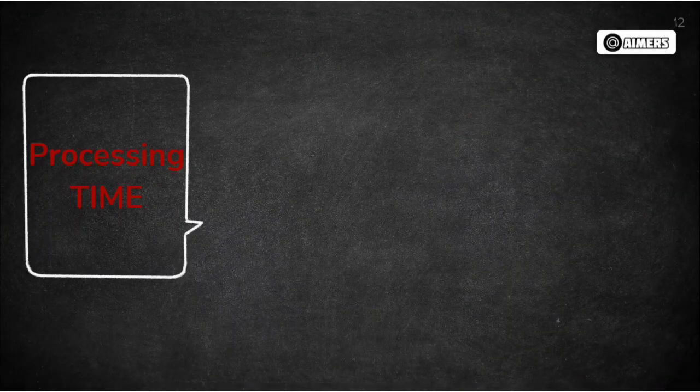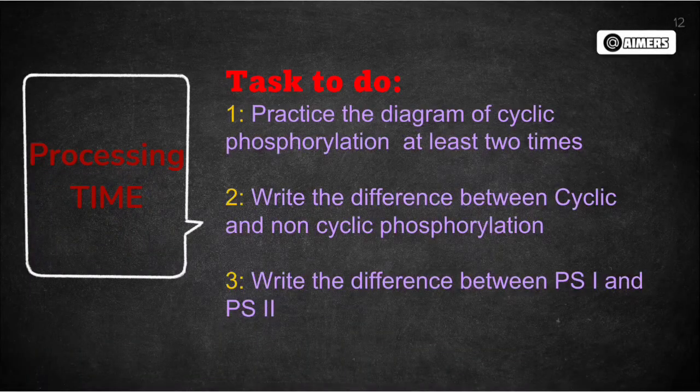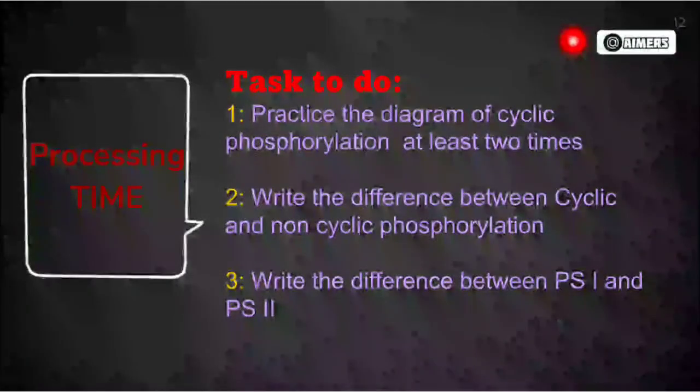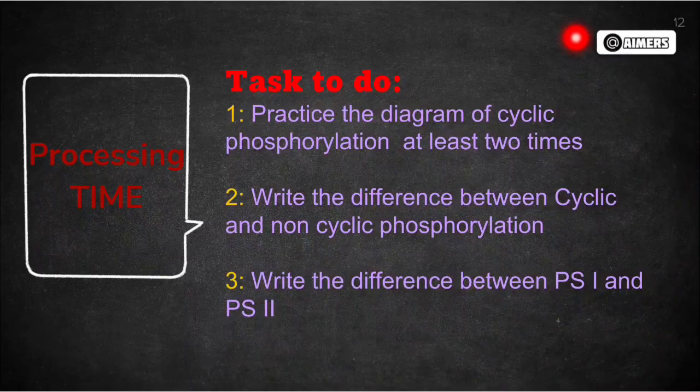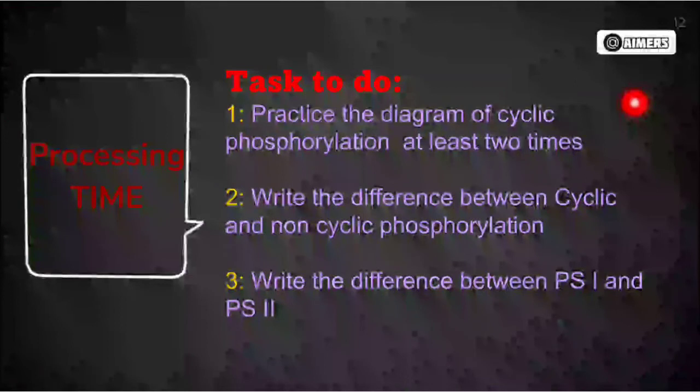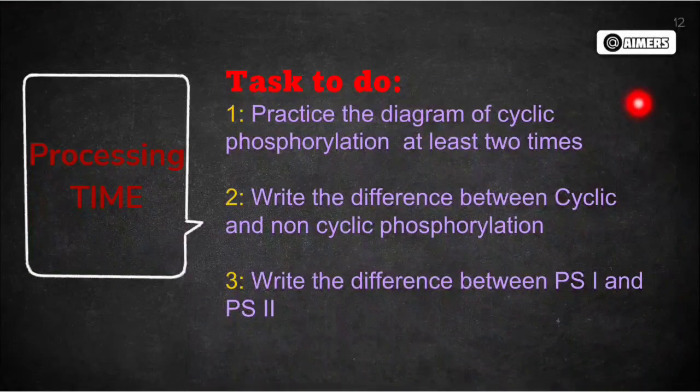Okay students, this is your processing time. This is your time for some tasks. And what are your tasks to do? Firstly, you have to practice the diagram of cyclic photophosphorylation at least 2 times right now sitting here. Promise me that you will practice this diagram. The diagram is exactly the same as that of non-cyclic. What you only have to do is make the structures involved in cyclic photophosphorylation more shaded, or give them any other color, or make them with the help of a marker, and the structures which are not involved, make them with the help of a pen. So make some difference between both of them. Practice it at least 2 times, and then attempt this question.